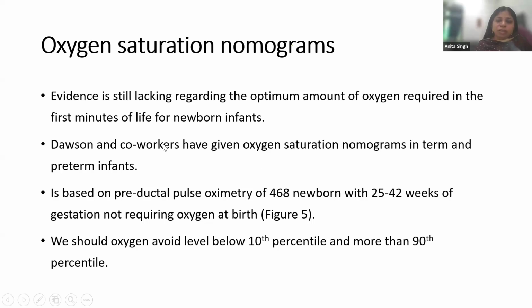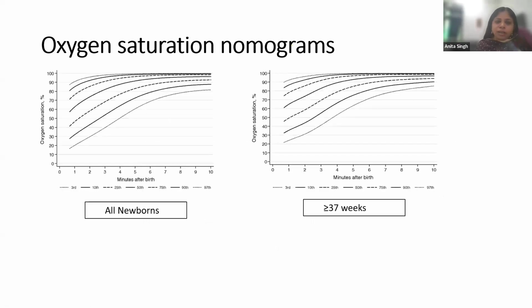So a lot of studies have tried to look for oxygenation nomograms, though the evidence is still lacking, but we have the oxygen saturation nomogram given by Dawson. They studied the oxygen saturation level in 468 newborns of around 25 to 42 weeks of gestation, and gave the centiles of the oxygen saturation.